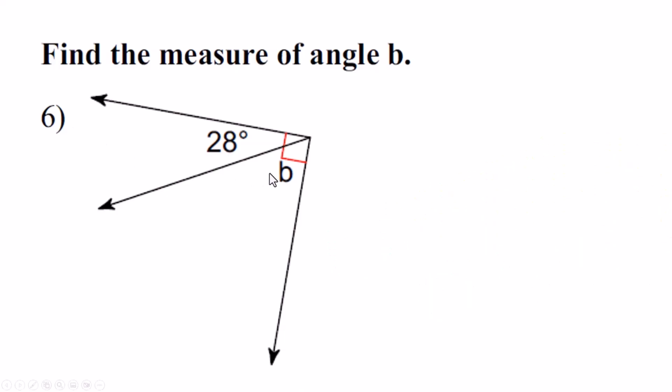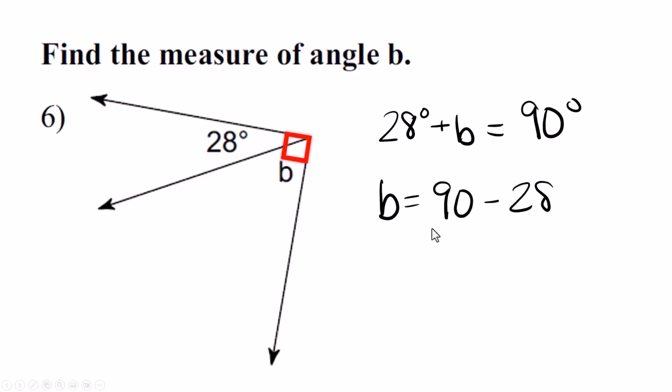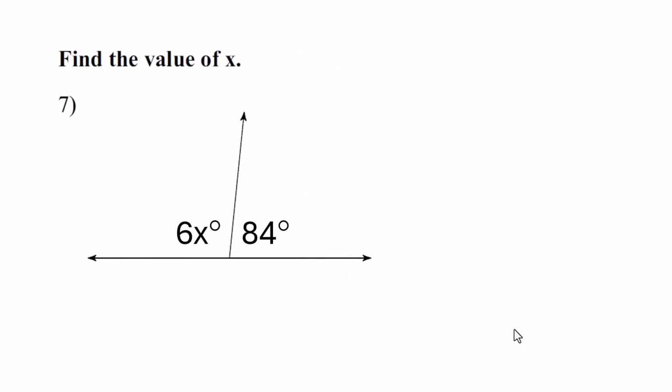We're supposed to find the measure of angle B, and the big hint they give us here is that we've got a 90-degree angle here in the corner. That means the 28 plus B has to equal 90 degrees. Subtract the 28 from both sides, and B equals 62 degrees. Something like this, your danger on a test is that you're going to think it's harder than it is. So look out for that sort of thing. Nerves make us think everything is harder than it is. Try this one.